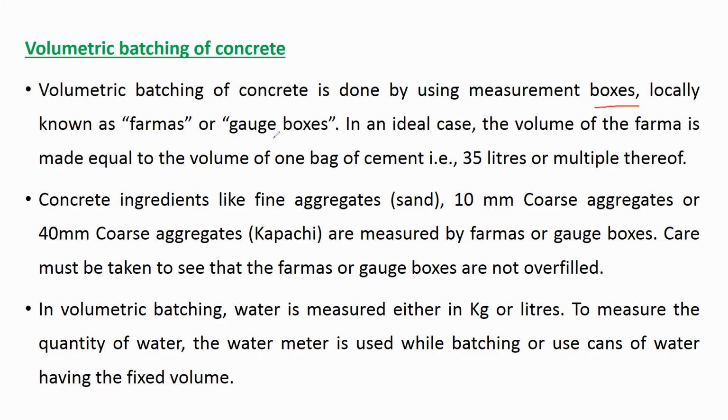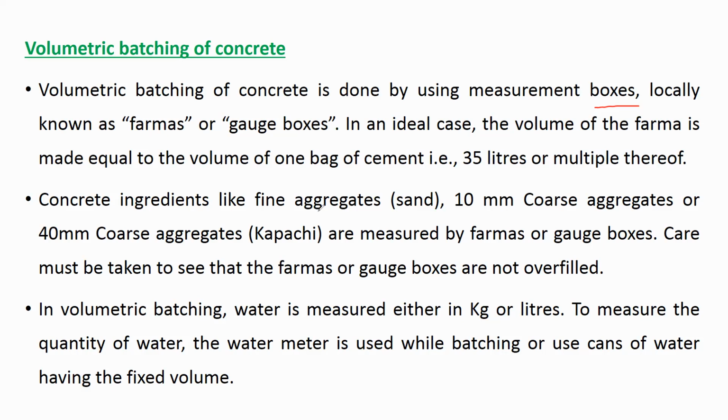So this is somewhat a correct method compared to the use of gamels, that is, random volumetric batching. This type of batching will give somewhat a correct measurement of the ingredients. Concrete ingredients like fine aggregate, that is sand, and coarse aggregate, that is of 10 mm and 40 mm, are measured by pharmas or gauge boxes.